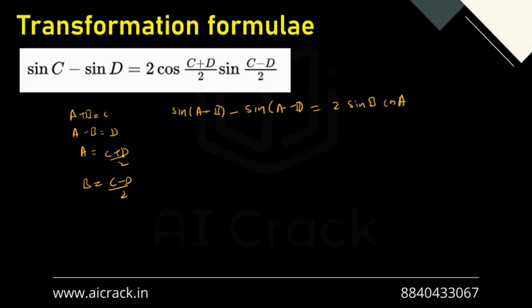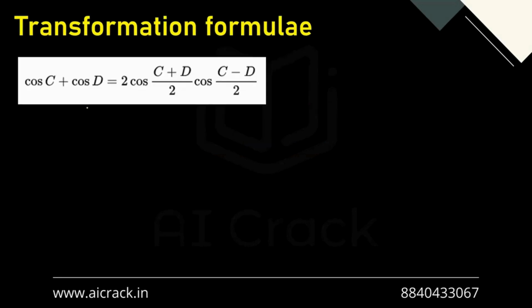And now we have to replace these terms with this. So we have got sine of C minus sine D equals 2 sine B, that is 2 sine of C minus D by 2 dot cos of A, that is C plus D by 2. Same formula, right? Now let's look at these formulas.